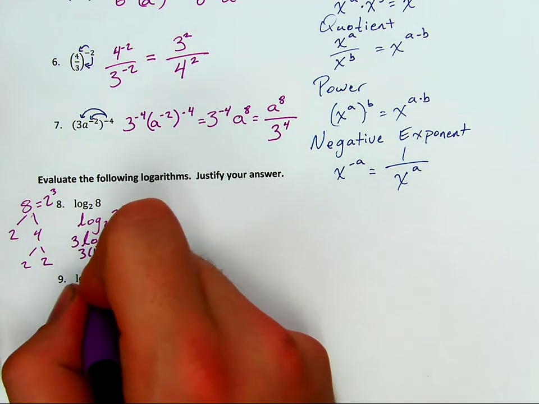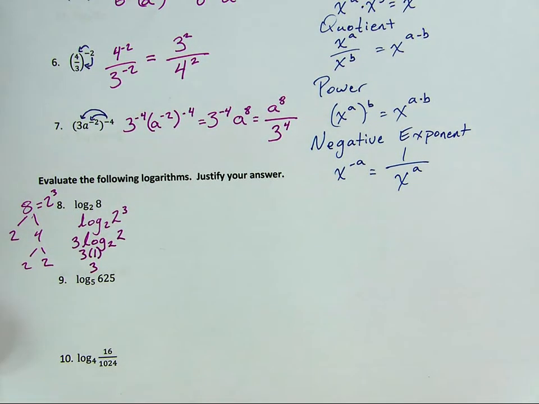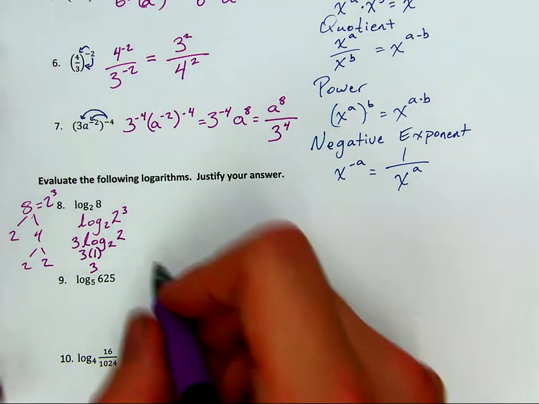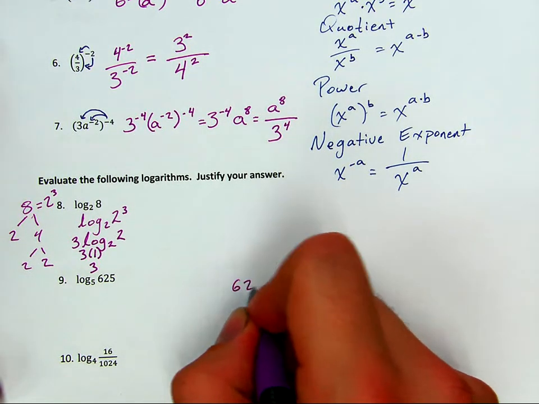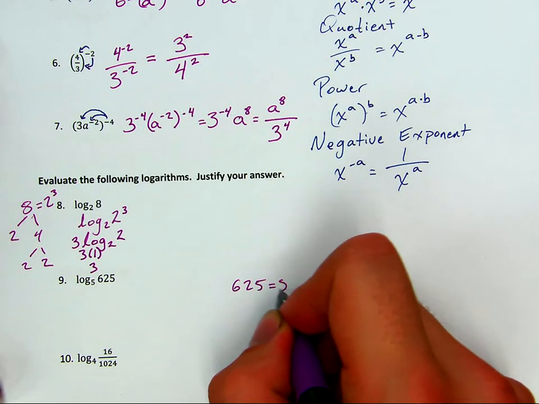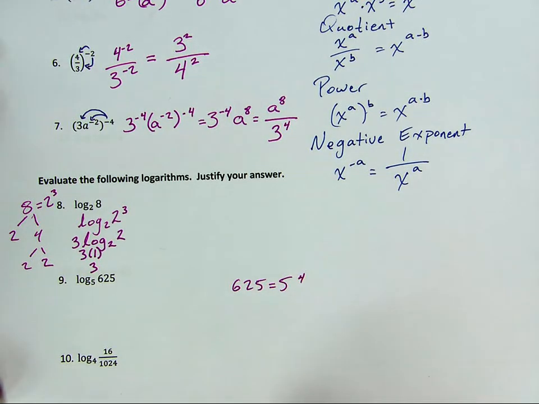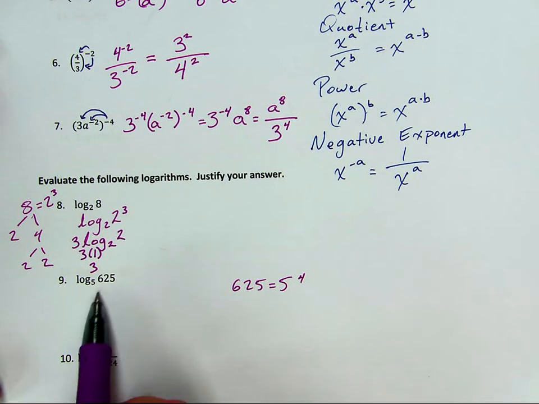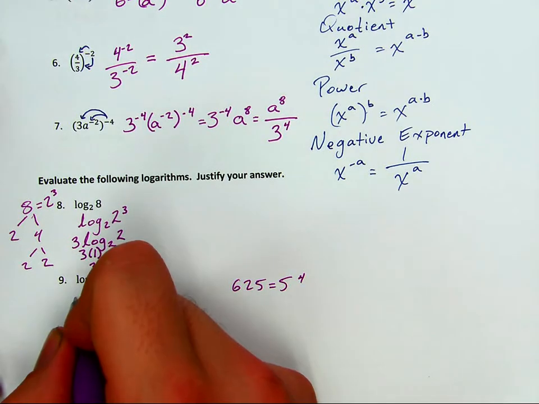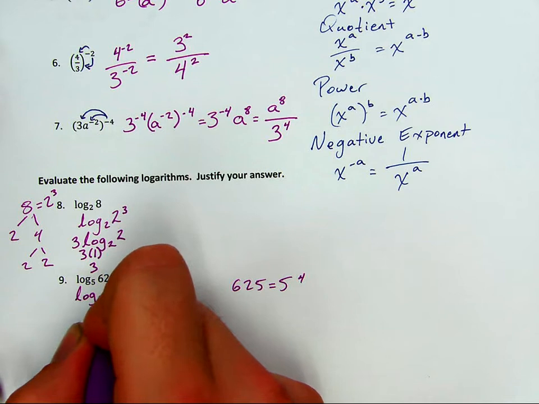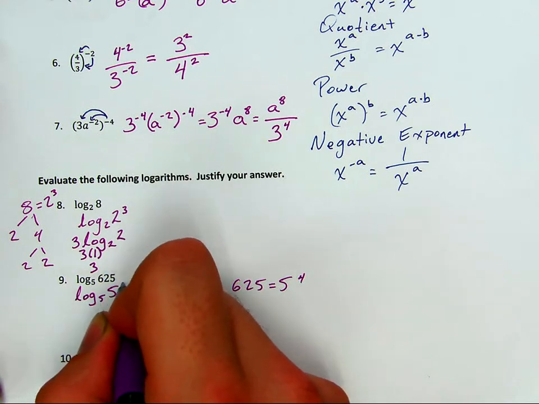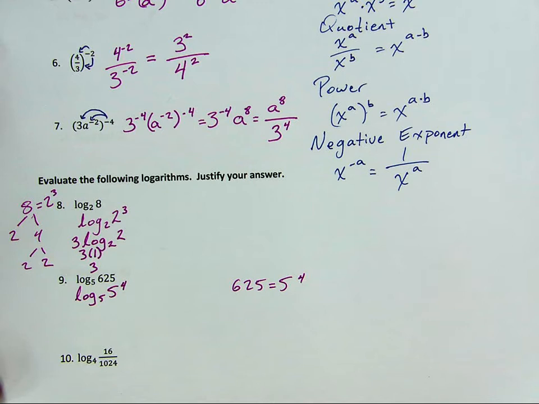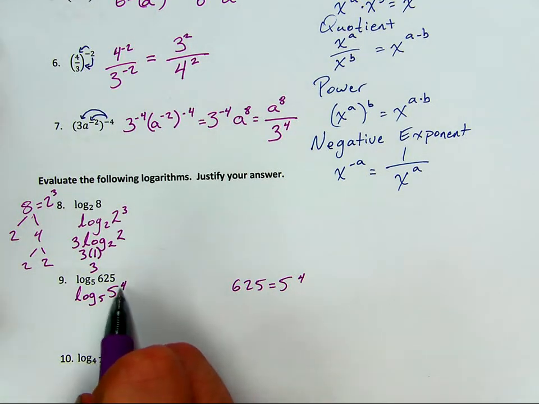So now number 9 is going to be the same process. That 625 is going to be 5 to the 4th. So if we use that information here and apply that to our log, we're going to get log base 5 of 5 to the 4th. And just like we did on number 8, take this 4, use the power rule, move that to the front of our log, so we get 4 times log base 5 of 5.